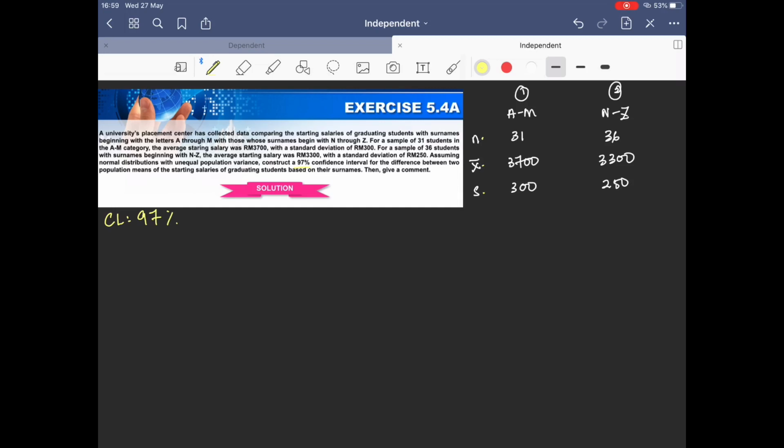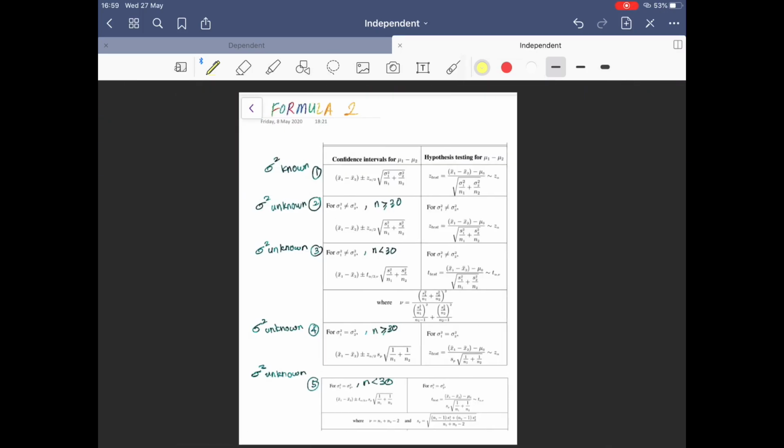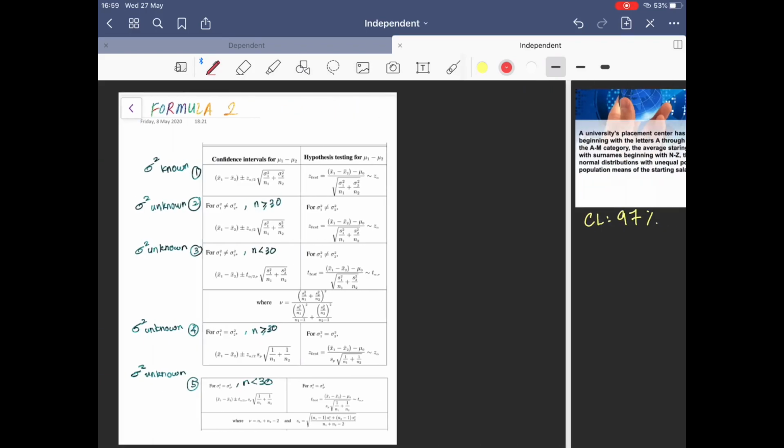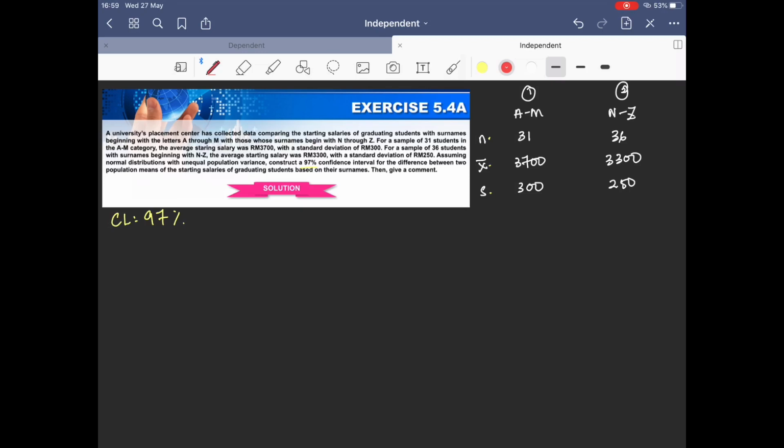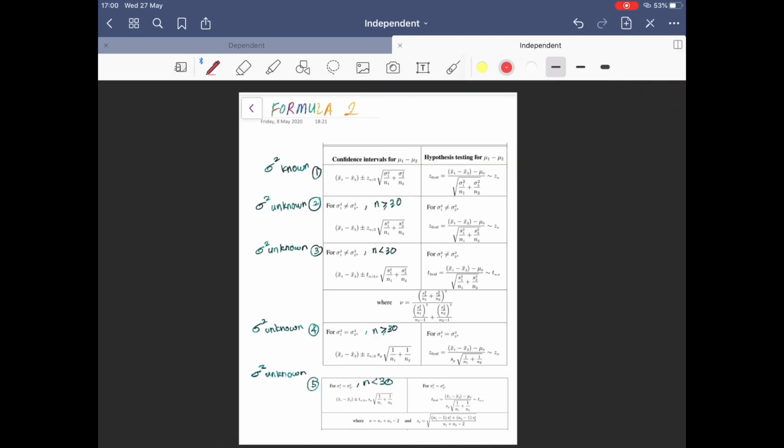Right. So which formula do we want to use? We know that this one is for mu1 minus mu2. So let's look at the formulas for mu1 minus mu2. There are 1, 2, 3, 4, 5 formulas. So which formula do you want to use? Okay. Is there any sigma given in the question? No, there is no sigma given, so you cannot use formula number 1. To use formula number 2, 3, 4, 5, we have to look at here.